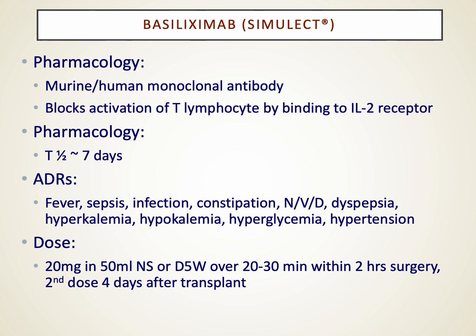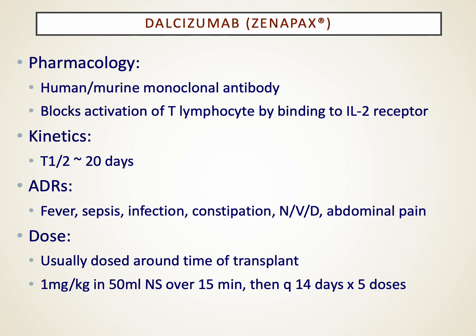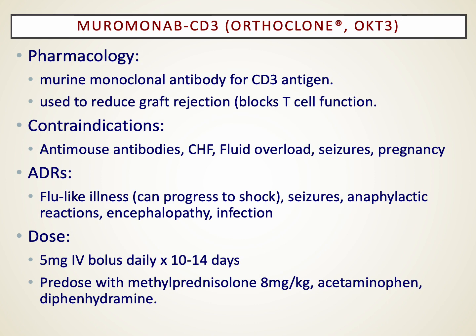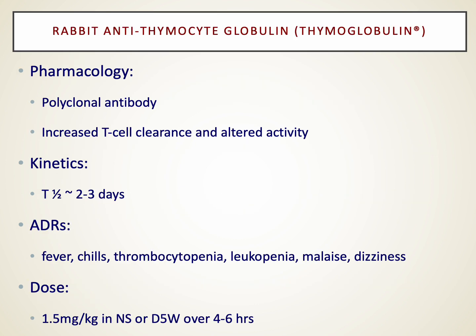Here's a list of some pharmacology for some of these more specific agents. I'm not going to spend a lot of time on this. Just scan through them and be aware of this. Simulect, for example, used for initial therapy, is a monoclonal antibody to help prevent rejection. Zenapax, also a monoclonal antibody, used initially around the time of transplant. Also OKT3, another monoclonal antibody, pretty aggressive therapy just around the time of transplant. And thymoglobulin, a polyclonal antibody, also used typically just around the time of transplant.